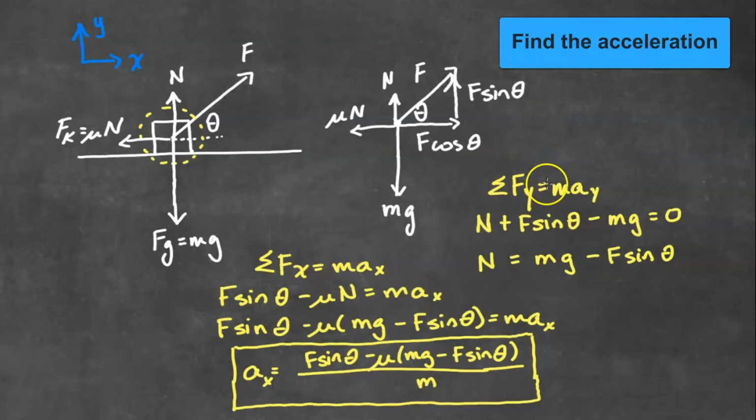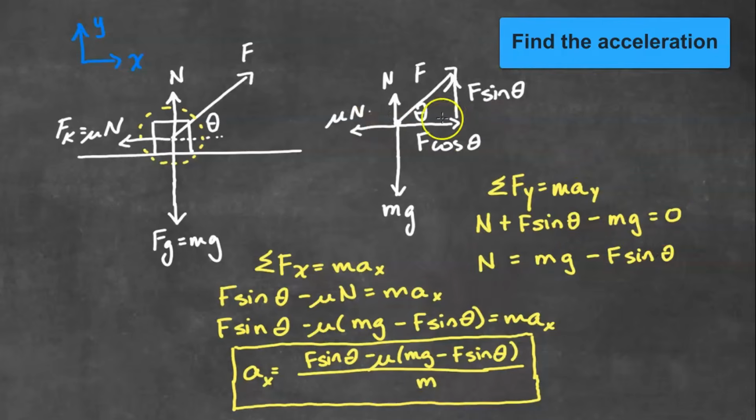Net force in the y direction equals may. And so I'm going to first write down all the forces in the positive direction, which is N plus F sine theta, minus the forces in the negative direction, minus mg. Since it's not accelerating up or down, it's going to be 0. If I solve for N, I get N equals mg minus F sine theta.